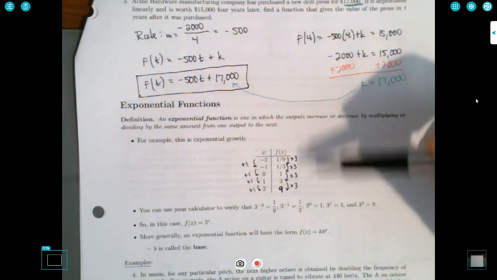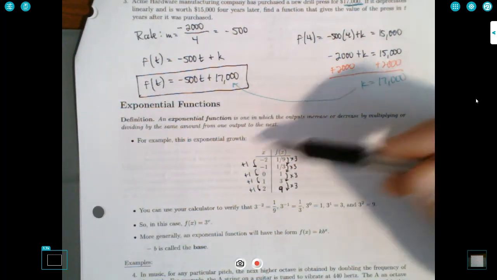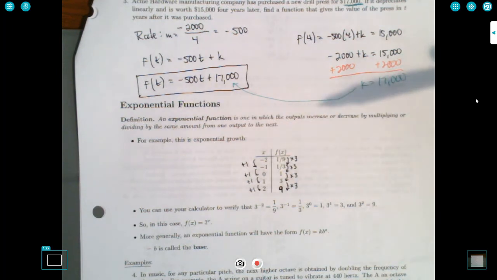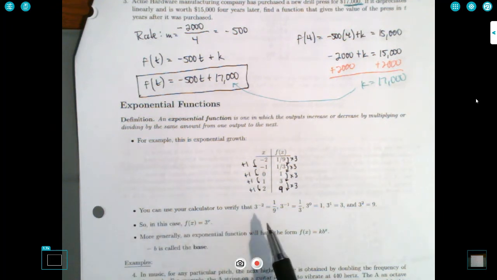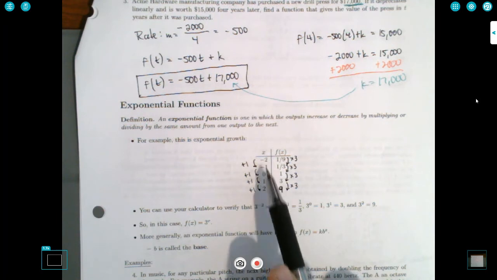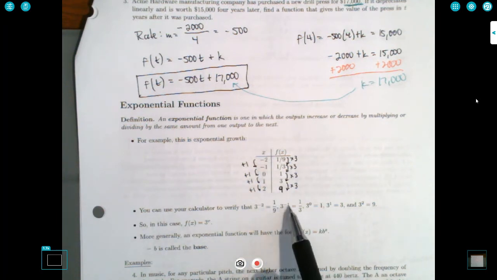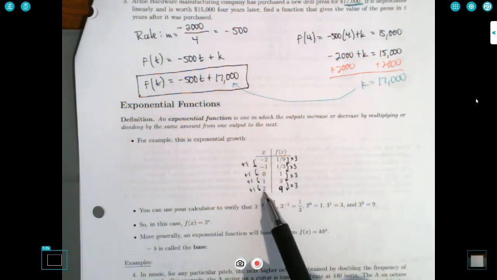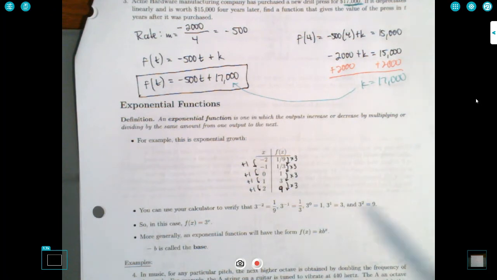Now here's another thing I'll point out to you. This is exponential growth because you're multiplying by the same amount each time. Another thing to point out is that you can use your calculator to verify that 3 to the power of -2 is 1/9. 3 to the power of -1 is 1/3. 3 to the power of 0 is 1. 3 to the first power is 3. And 3 to the second power, 3 squared, is 9. Again, you can use your calculator to verify that that's the case.